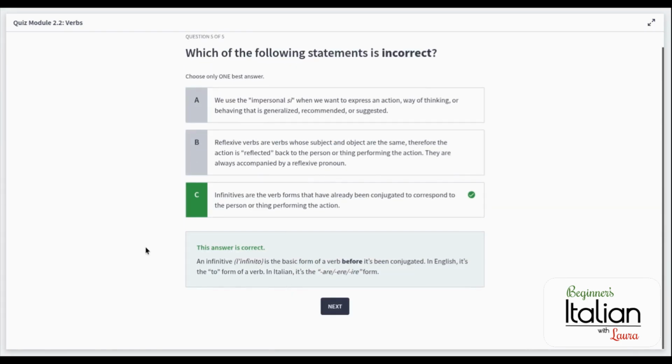Okay, so letter C was the incorrect answer. So an infinitive, or l'infinito, is the basic form of a verb before it's been conjugated. In English, it's the to form of a verb. In Italian, it's the are, ere, or ire form.